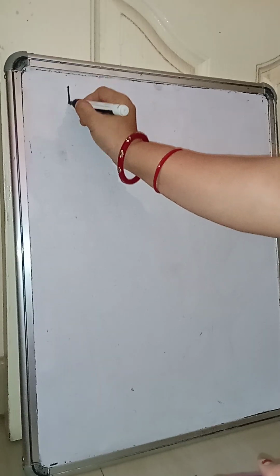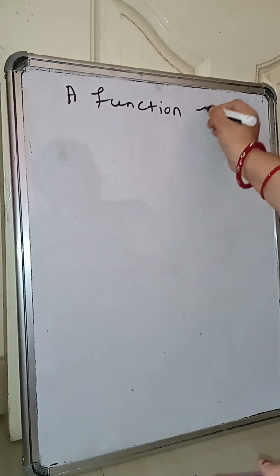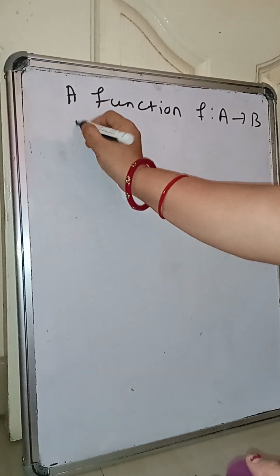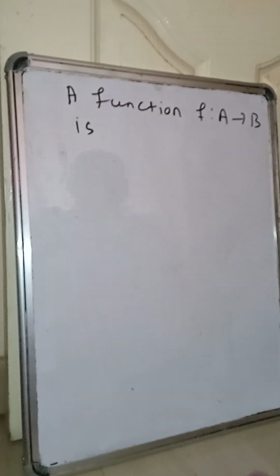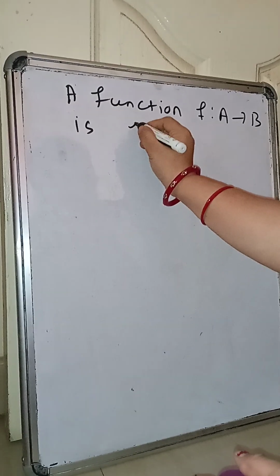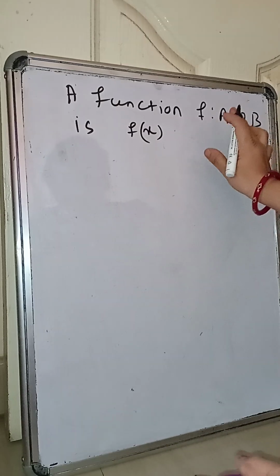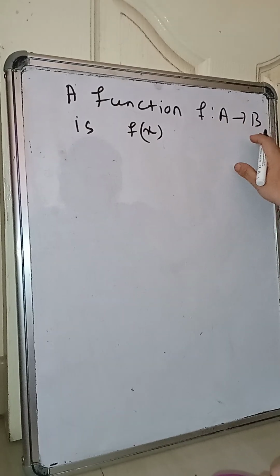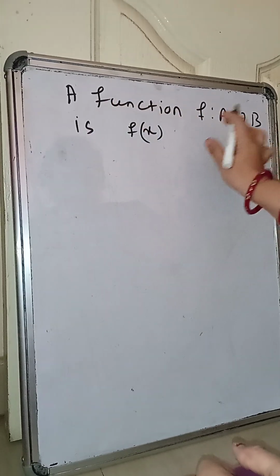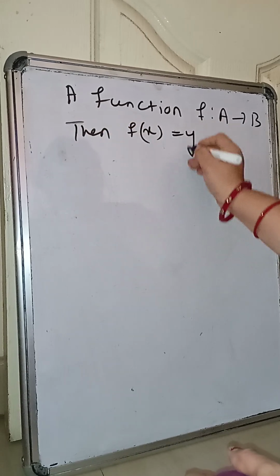A function f from a set A to a set B is a relation. Which type of relation is it? It is a relation such that each element of set A has a unique image in set B. So if f is a function from A to B, then we can write f(x) = y.